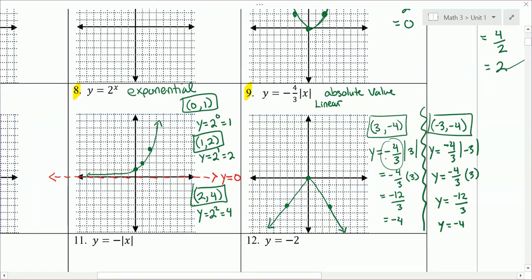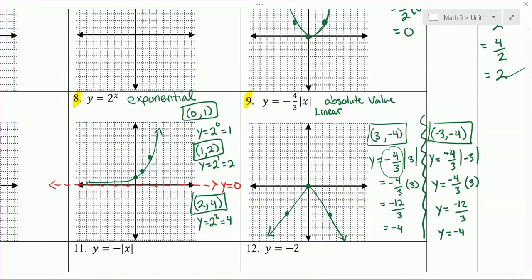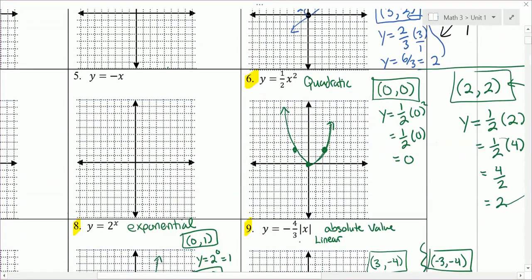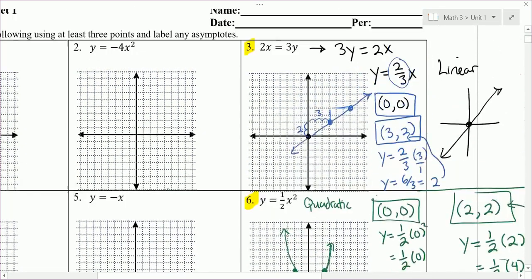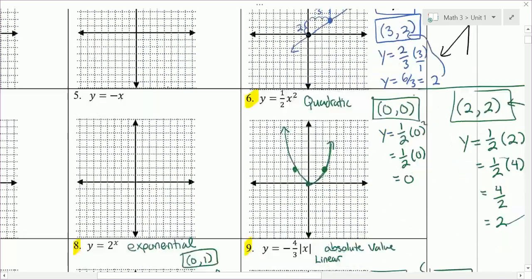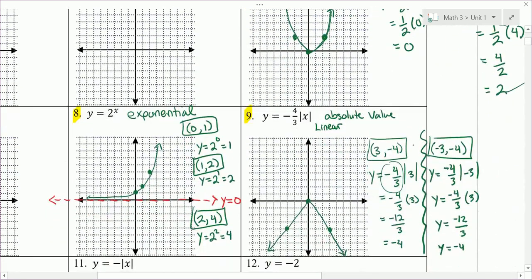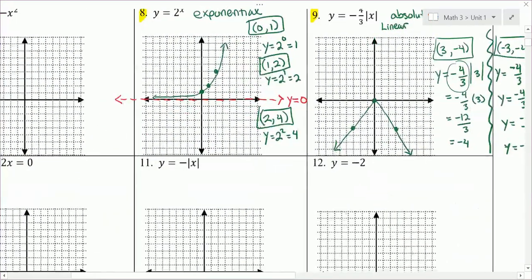If you go back to number 8, 8 does not have a slope. So no matter what you know about slope, you cannot apply it to number 8. You also cannot apply slope to number 6. A quadratic is rounded. It doesn't have a constant slope. So the only time you can use slope is with something linear, like number 3, or linear absolute value, which is number 9. So anything that contains straight lines, you can use slope with.